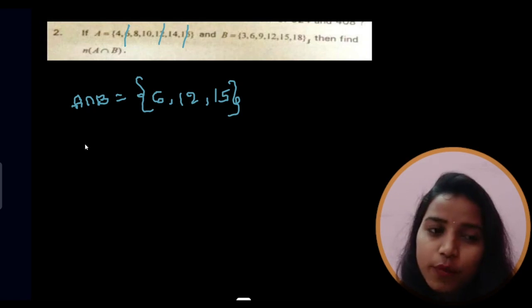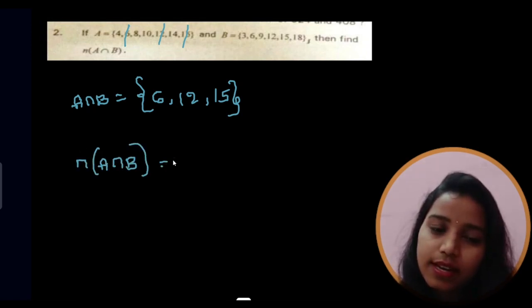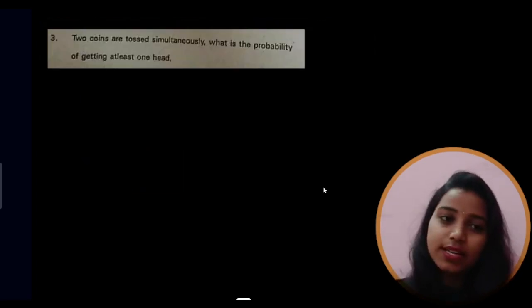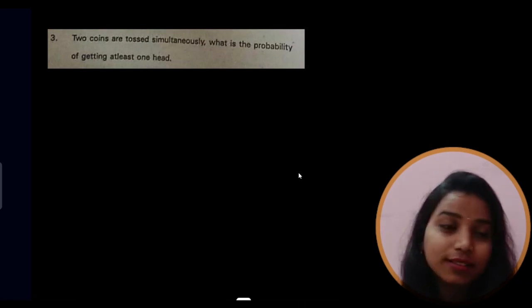Okay, so how many elements are there in n of A intersection B? It is simply 3. Got it? So this is the answer for the second question. Very easy, right? And for this, you're going to get 2 marks.